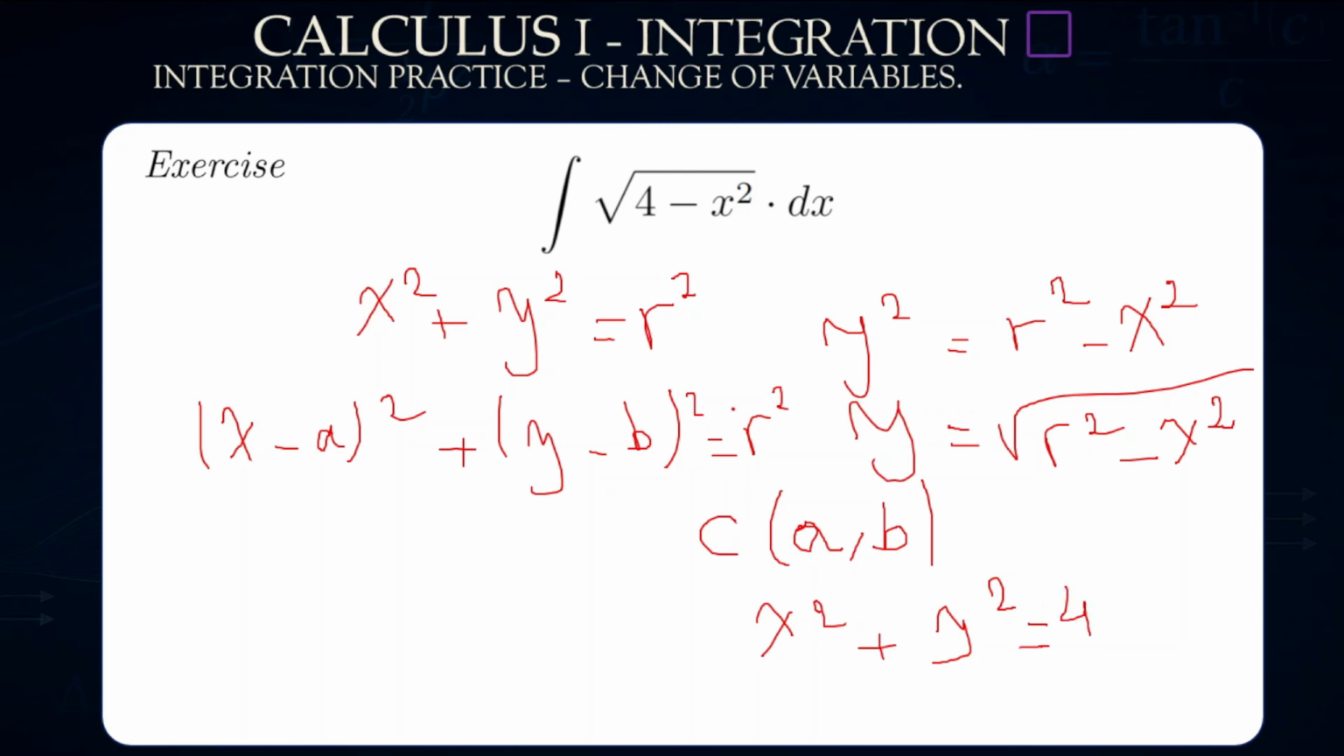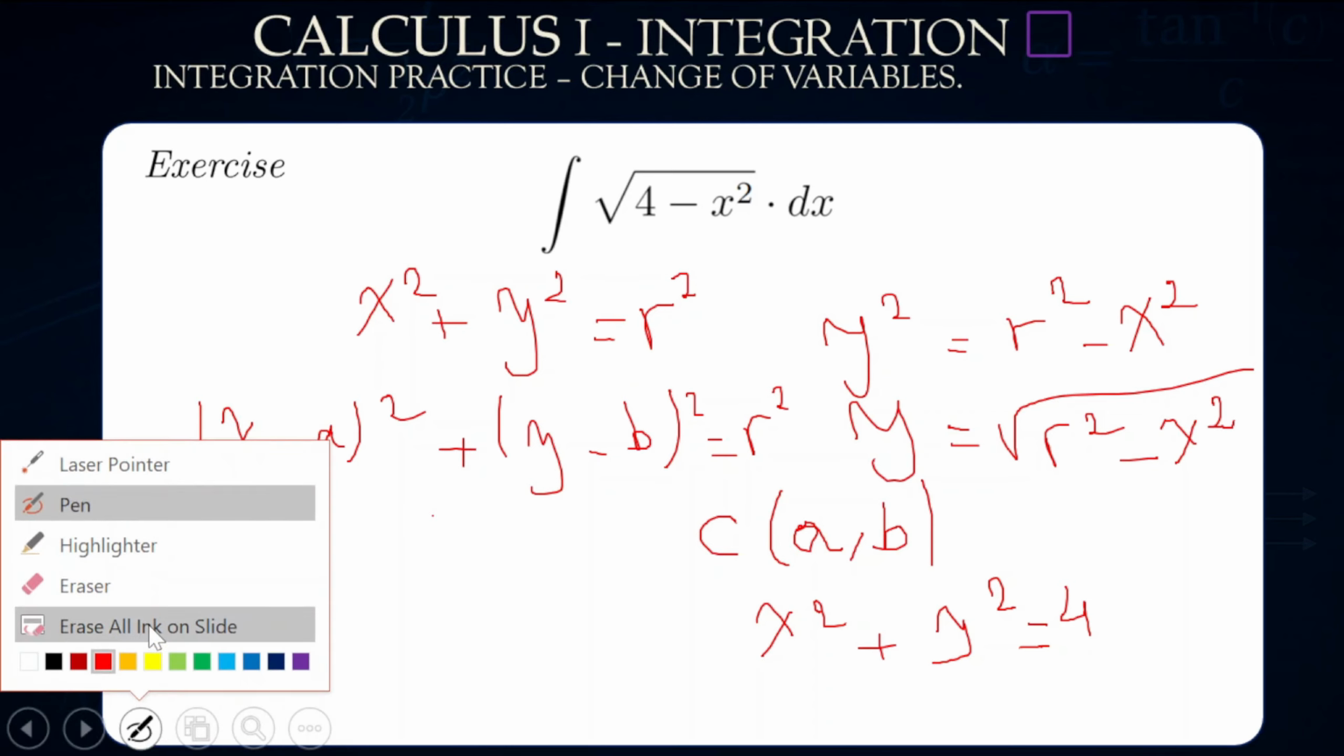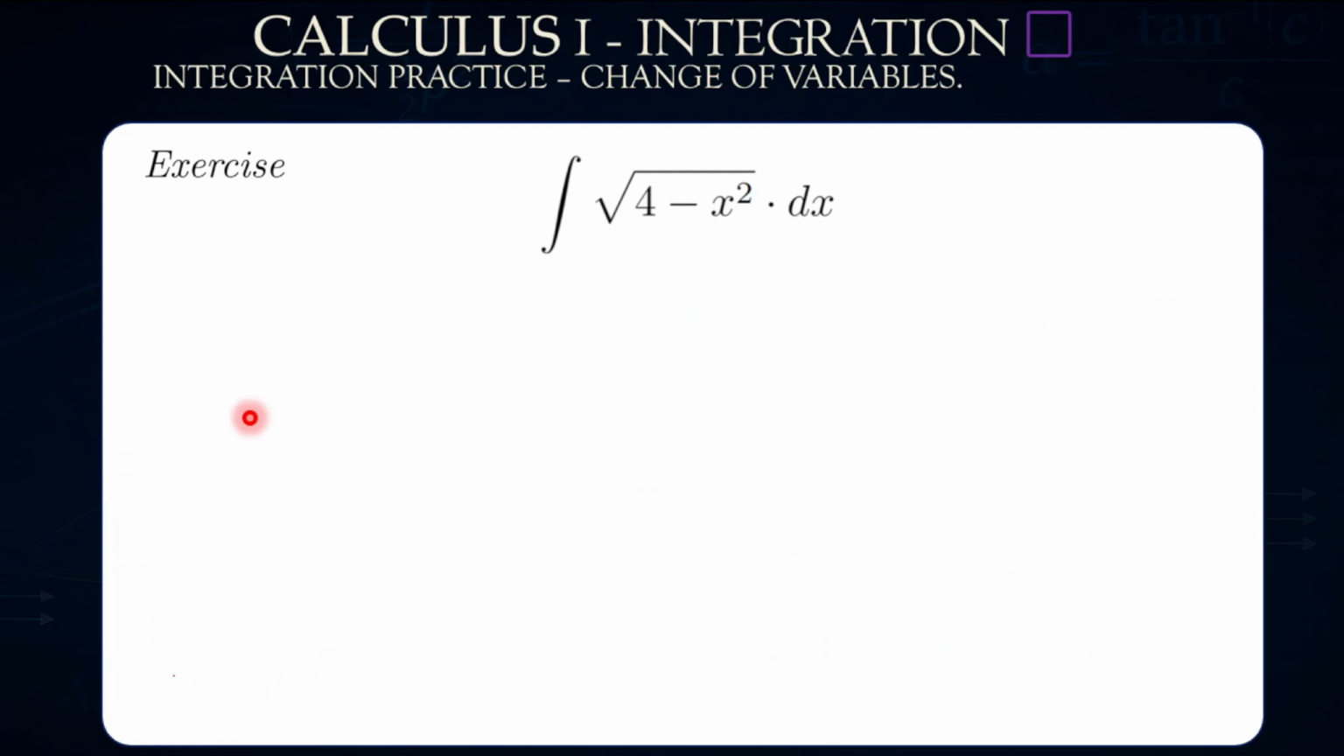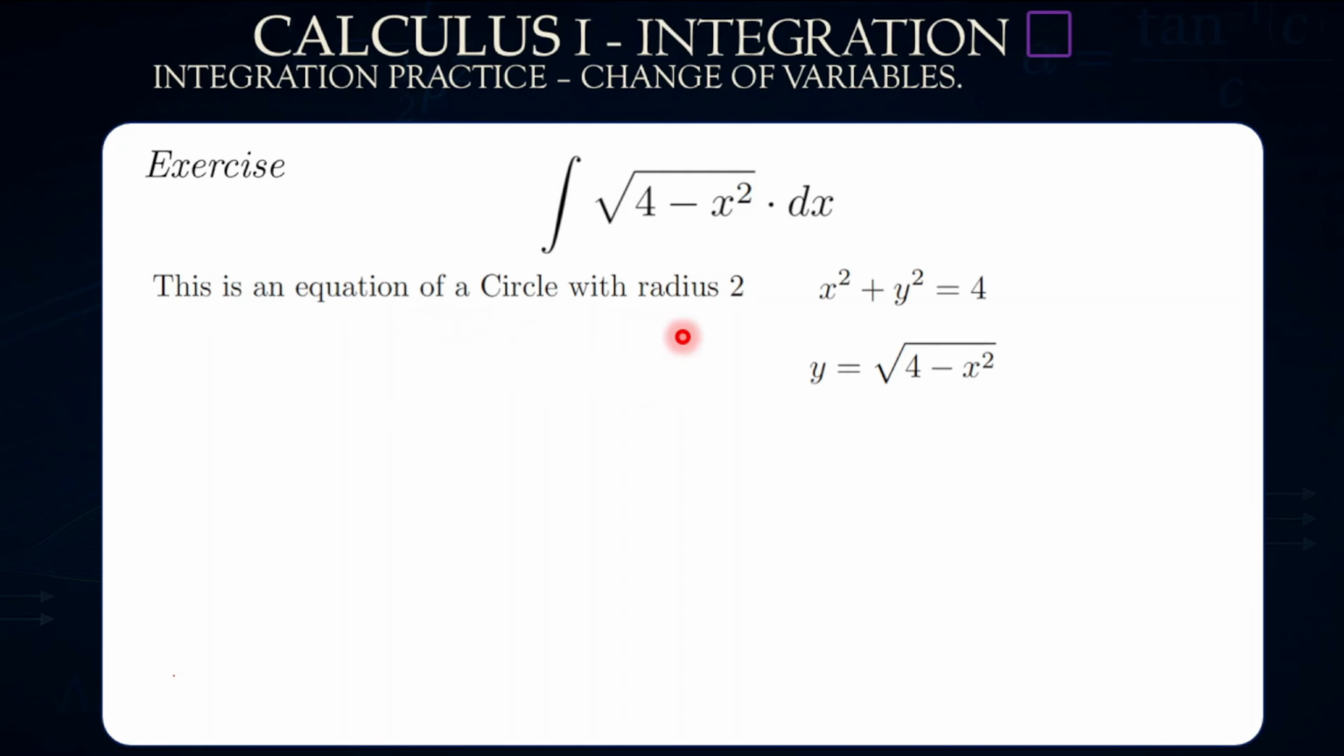In such a case, you need to replace x by something else in order to be able to solve this integral. What is convenient is to replace x by sin theta. So let's at first erase all ink, then go back to the laser pointer. So again, this is the equation of a circle with radius 2. You have y equal to the square root of 4 minus x². So we need to change the variable using x = r sin theta, where r is equal to the radius, which is 2. These are the polar coordinates, by the way. Then x is equal to 2 sin theta.